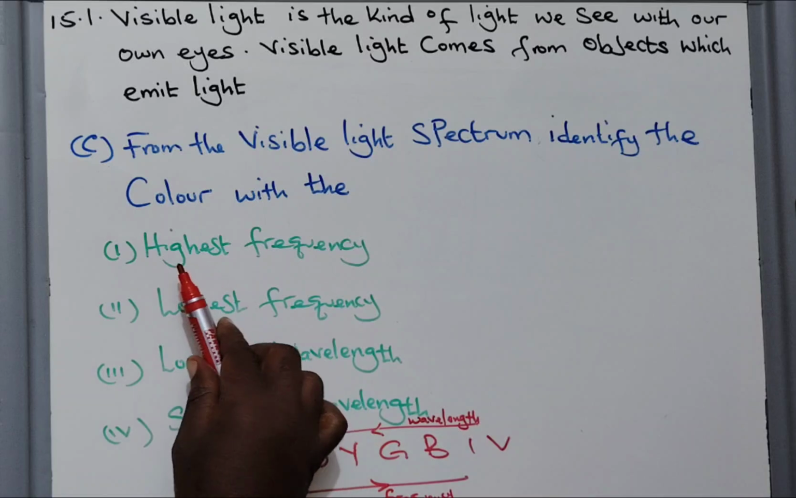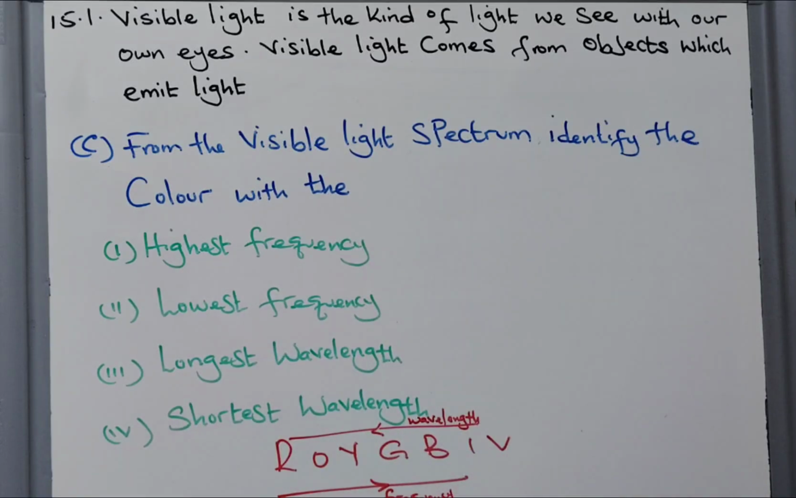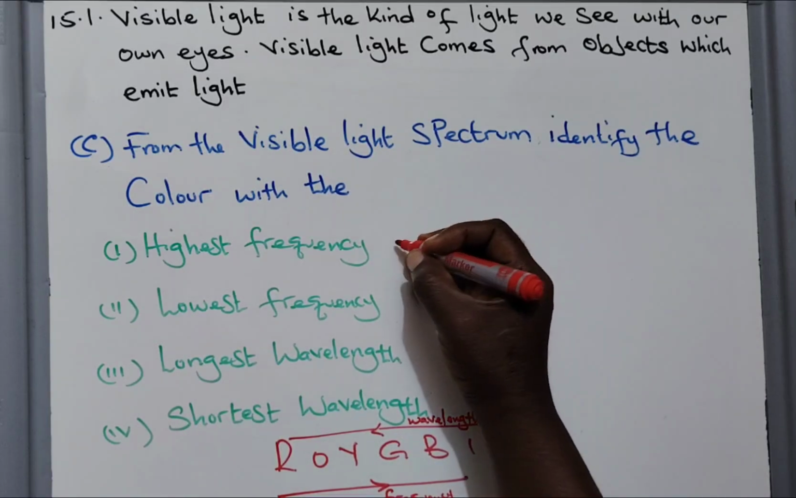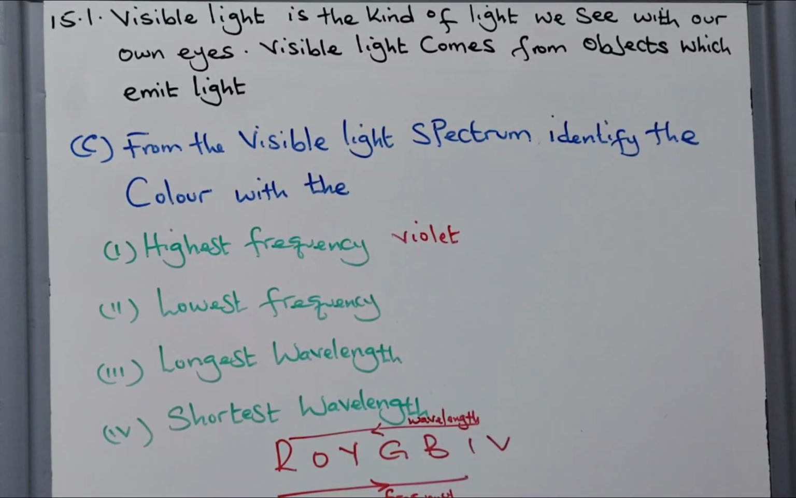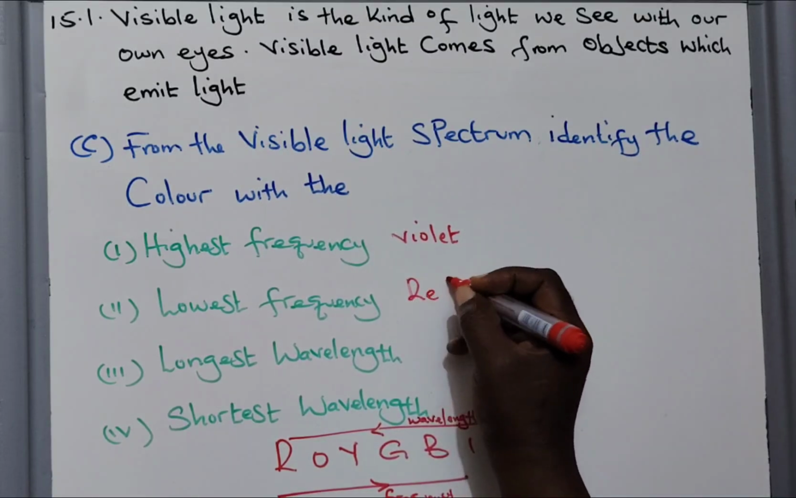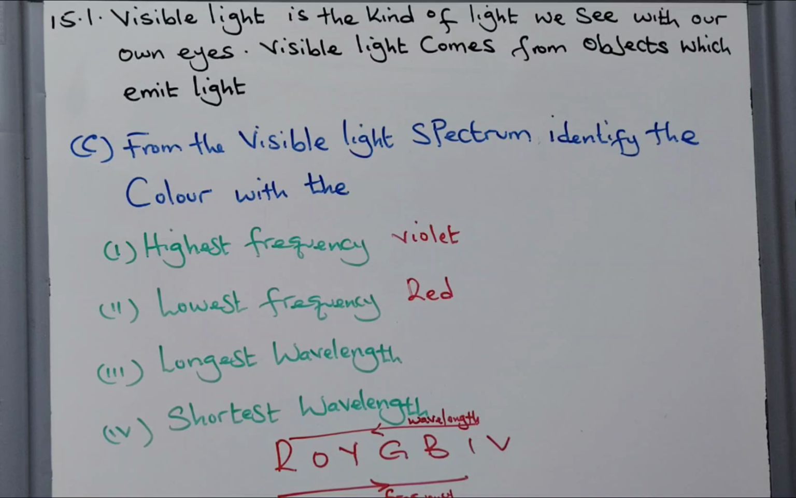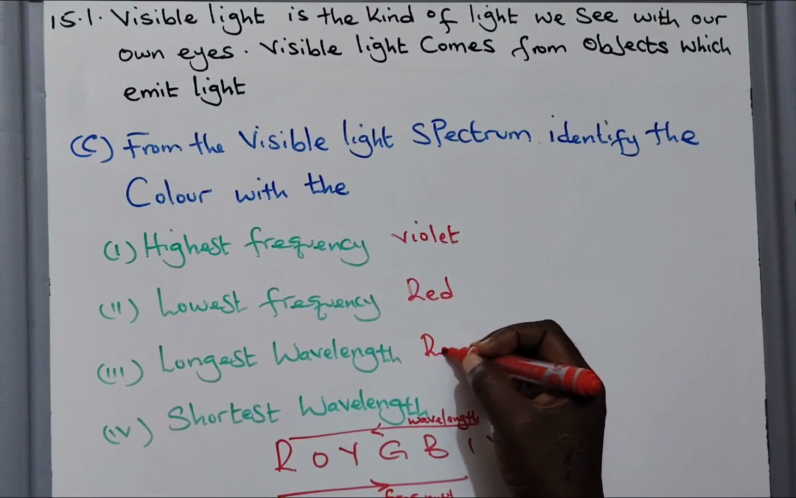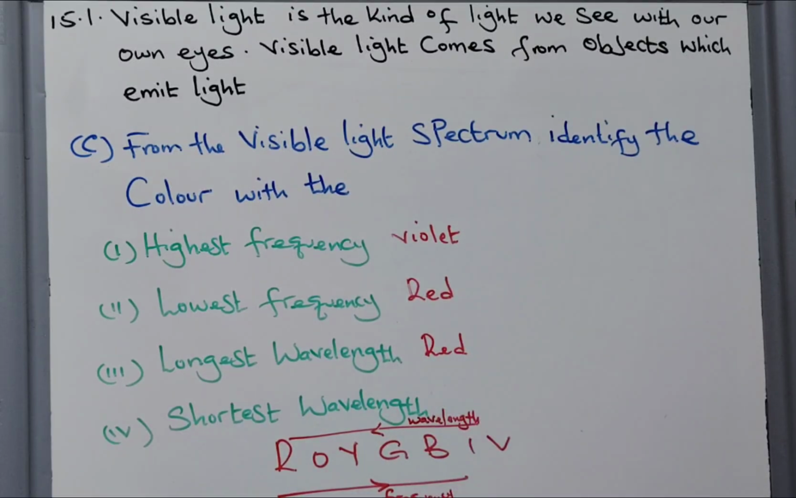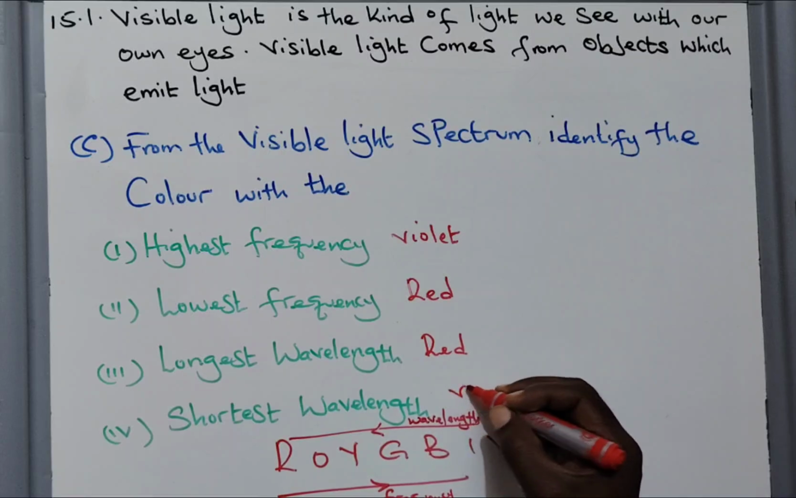So when you come to frequency, which one is the highest as you move to the right? Violet is the highest. Violet has the highest frequency. Which one has the lowest frequency? It's red. For wavelength, it increases as you go to the left. So which one is having the longest wavelength? It's going to be red. And which one is having the shortest wavelength? It's going to be violet.